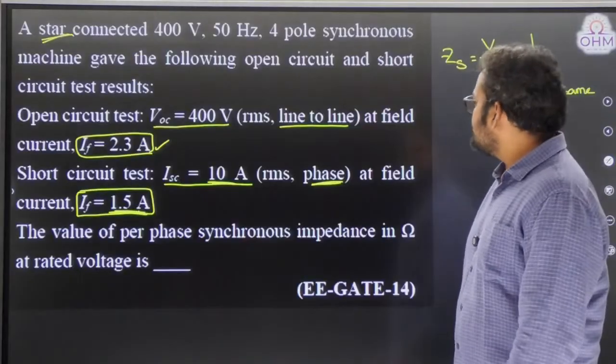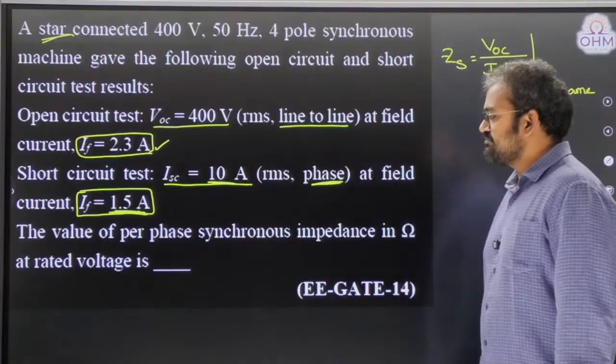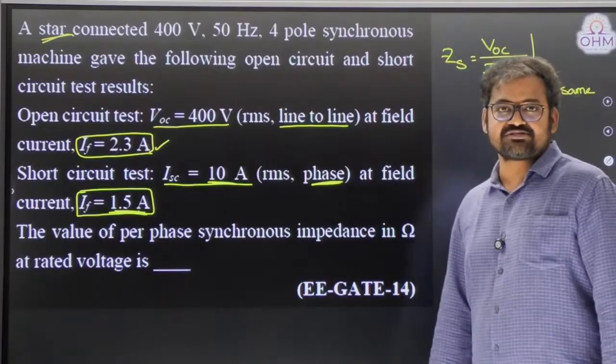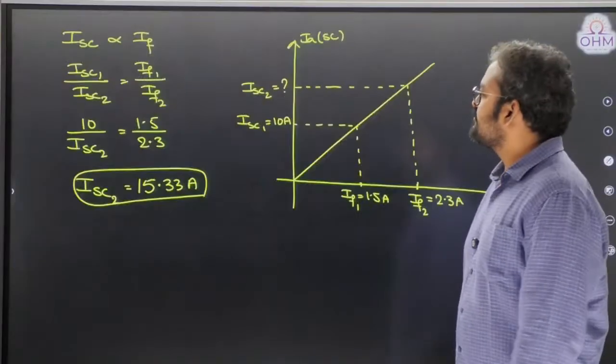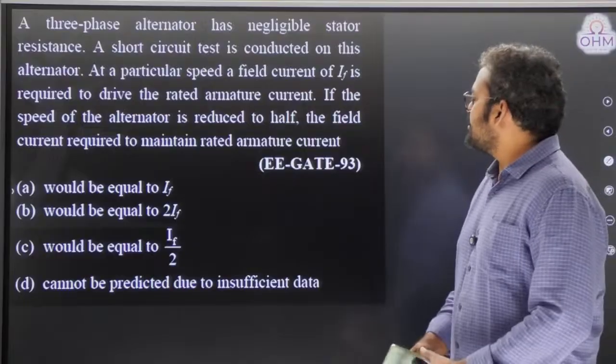And that is a simple question given for 2 marks in the GATE 2014 examination. Right, the answer is 15.06 ohm per phase. Now, let's try to answer one more question.